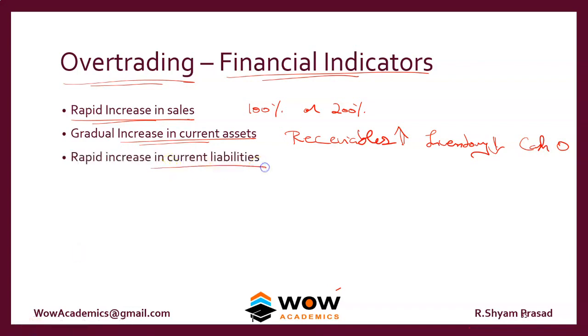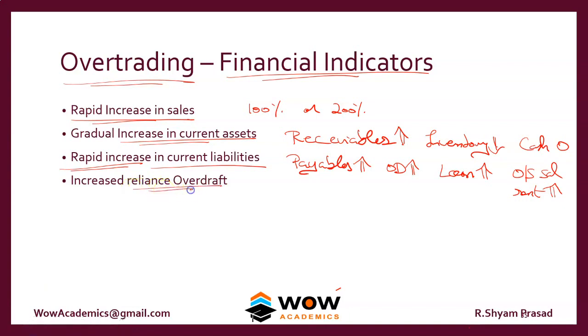Rapid increase in current liability. Why? Because all the goods are bought on credit but they are not paid, so the payables will increase, and the bank overdraft will increase. If there's any short-term bank loan, that will also increase. Even outstanding salary or even rent will start to increase. That is, there will be a rapid increase in the dues from the company.